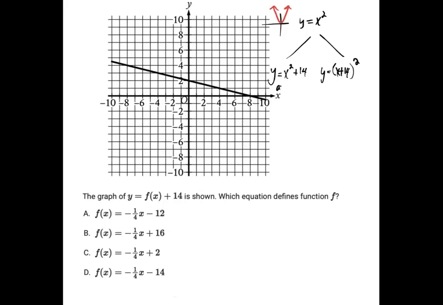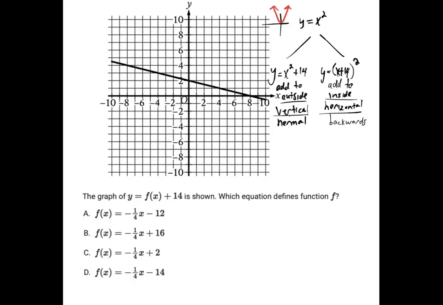Now, when you add to the outside of a function, that's a vertical shift, and vertical shifts are normal. In other words, positive is up and negative is down. But when you add to the inside of a function, that's a horizontal shift. And horizontal shifts are not normal, they're backwards. So normally, positive is to the right and negative is to the left. Here, positive is to the left and negative is to the right.